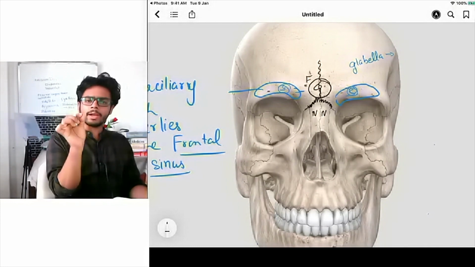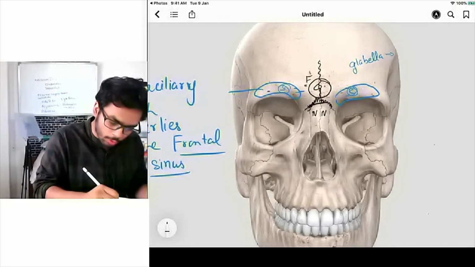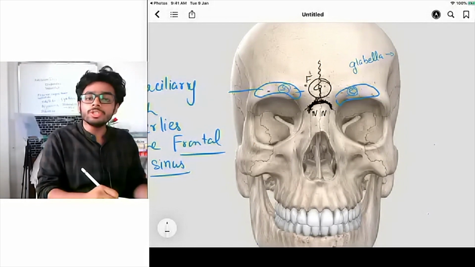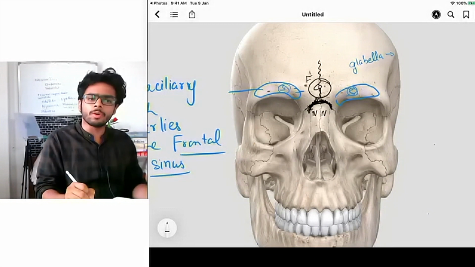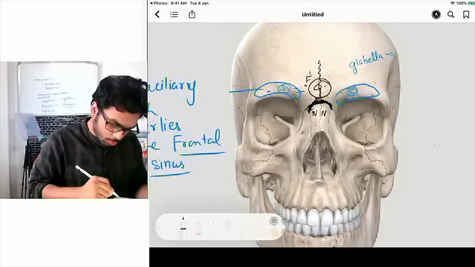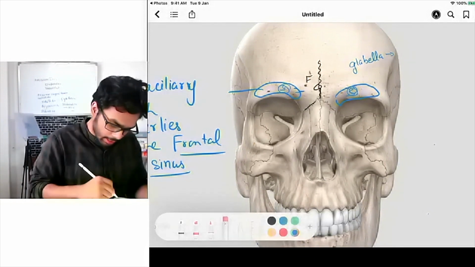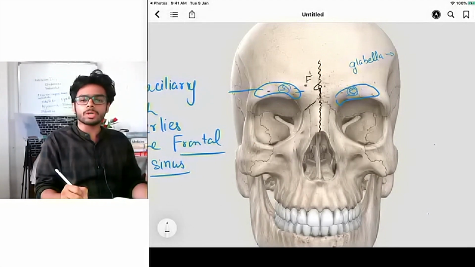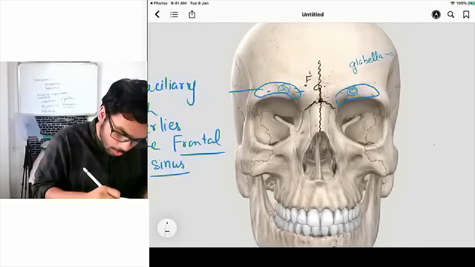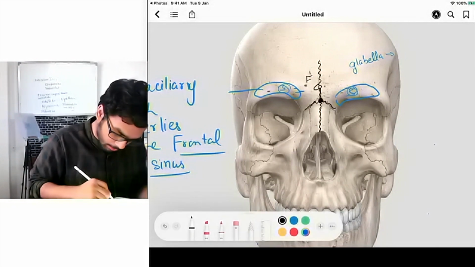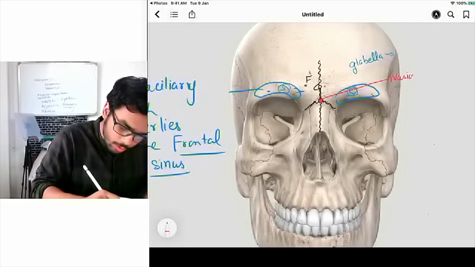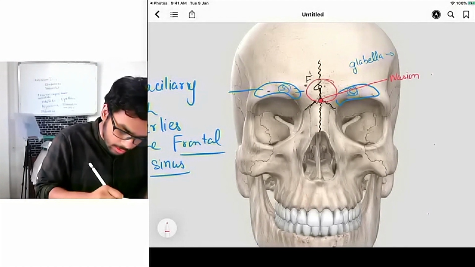Then we have the point known as nasion. It is the median point at the root of the nose. This is the root of the nose. Am I clear? And nasion is the median point at the root of the nose, where the internasal suture, can you see the internasal suture here? This is the internasal suture, and the frontonasal suture meets. So this point, let me mark it with red. This point is known as nasion, and it is present here.